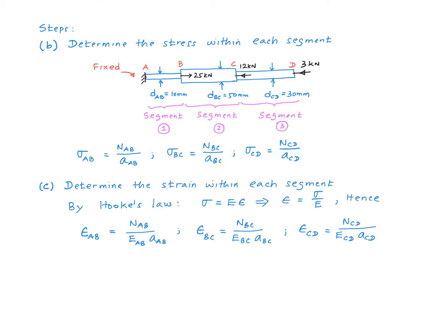Our third step is to find the axial strain within each segment. And here we use Hooke's law, which says sigma equals E times epsilon, and therefore epsilon is sigma divided by E, right? Now we apply this equation to each of the three segments and express the corresponding strains. For example, strain epsilon in segment AB equals axial force NAB divided by the Young's modulus EAB times the cross-sectional area little a AB.